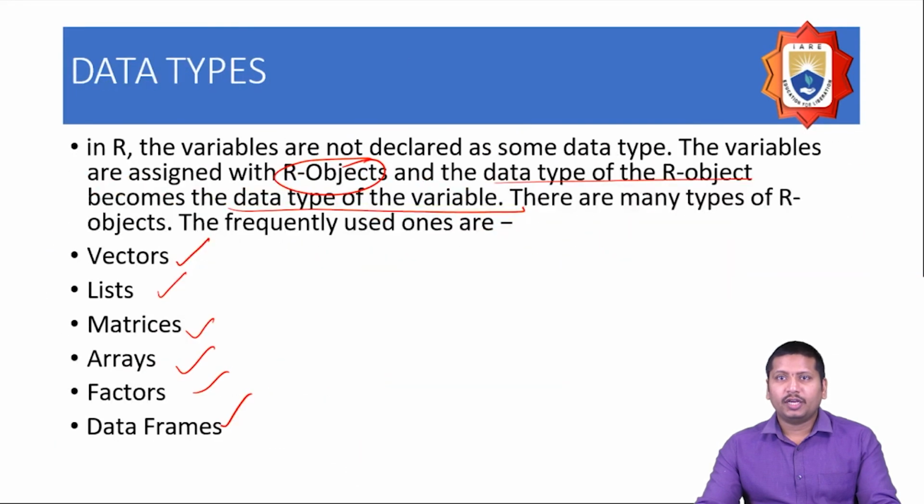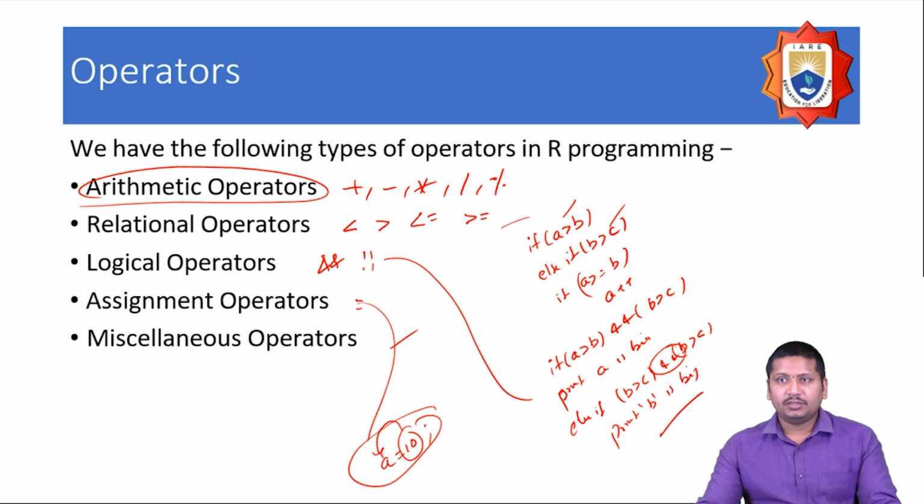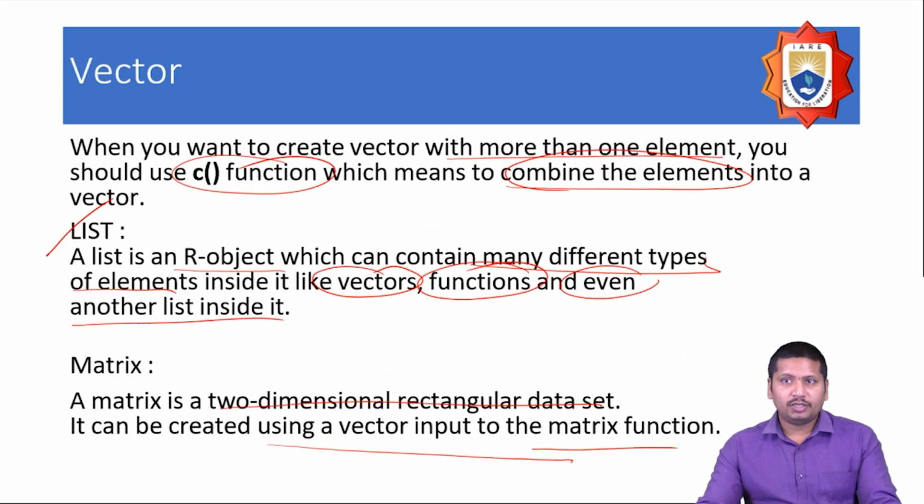In this video I covered the data types and the different types of data types, studied: vectors, lists, matrices, arrays, factors and data frames. Operators is the other thing. Different types of operators may be arithmetic, relational, logical, assignment and miscellaneous operators. Vectors: to create a vector of more than one element, you should make use of the c function.